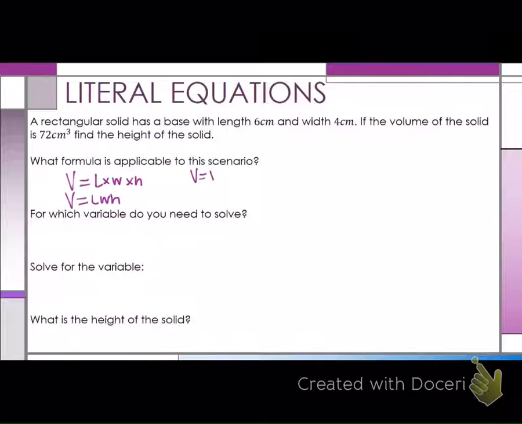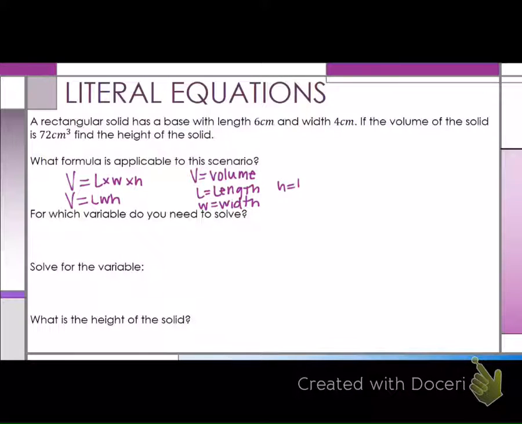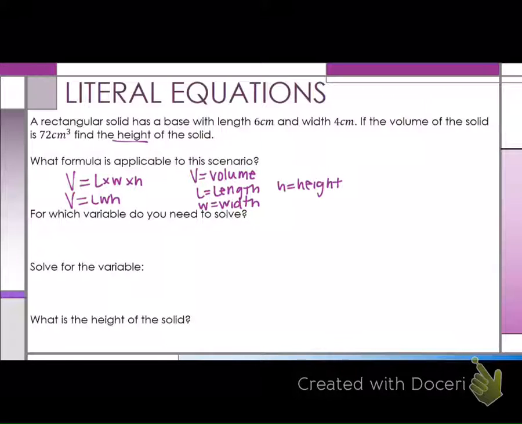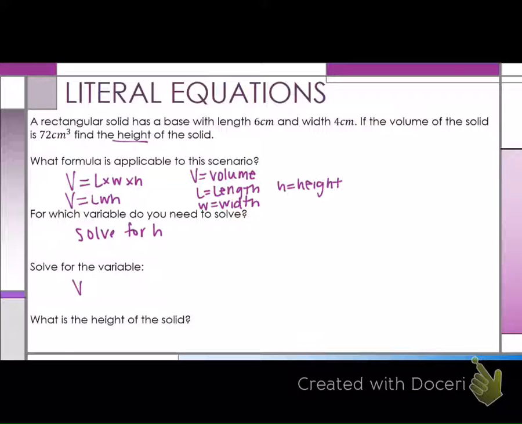So V is volume, L is length, W is width, and H is height. Okay, so it wants us to find the height. So which variable are we going to have to solve for in our equation? Jordan. H. Solve for H. So we're going to do that in the next part there.